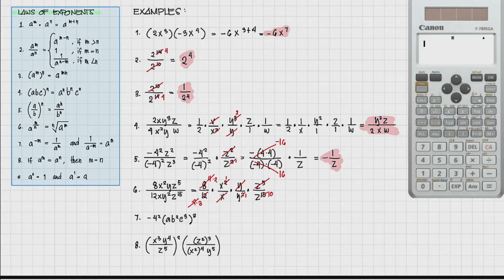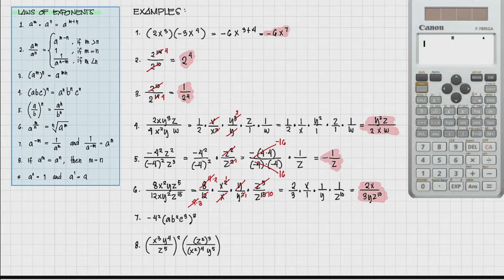So let's rewrite to simplify things. So we have here 2 thirds first times x over 1 times 1 over y times 1 over z raised to 10. And then simplifying that further, we'd get 2x over 3y times z raised to 10. And that's the final answer for number 6. So let's highlight that.